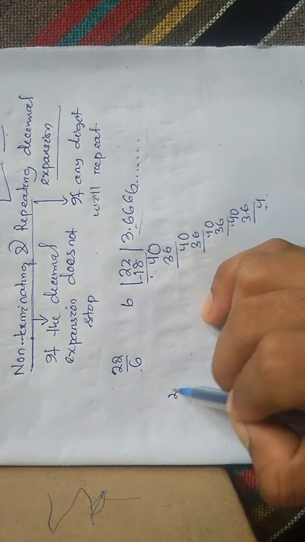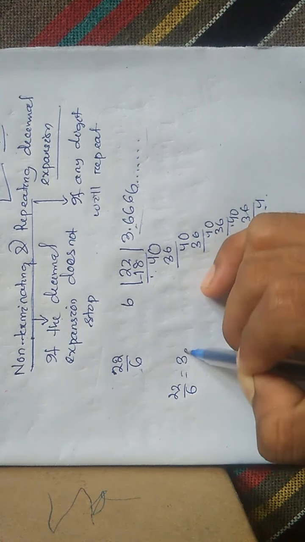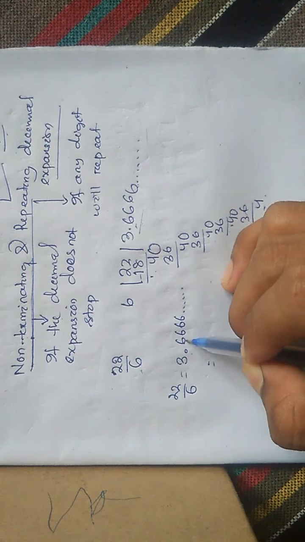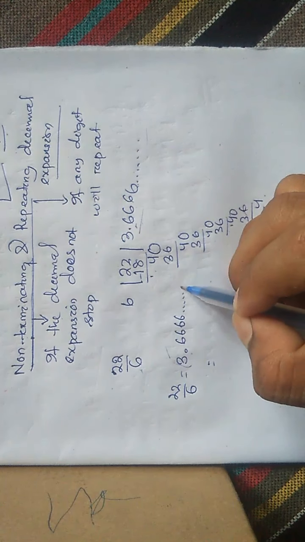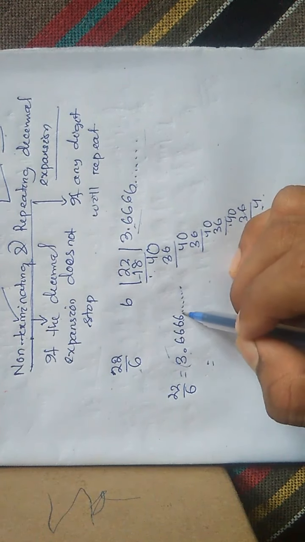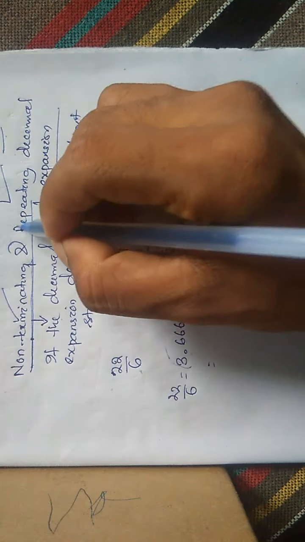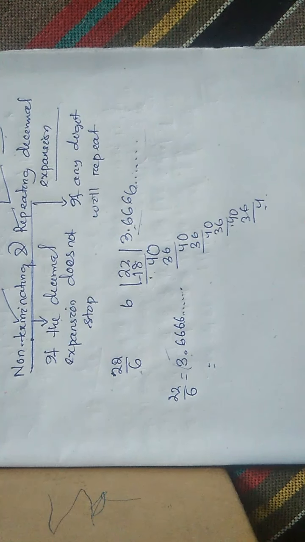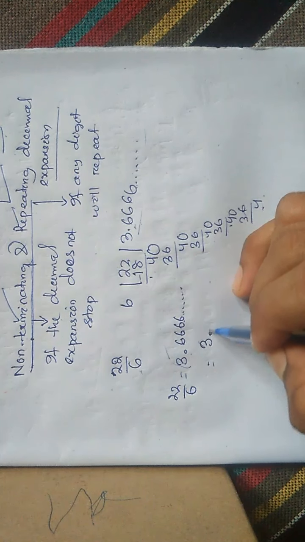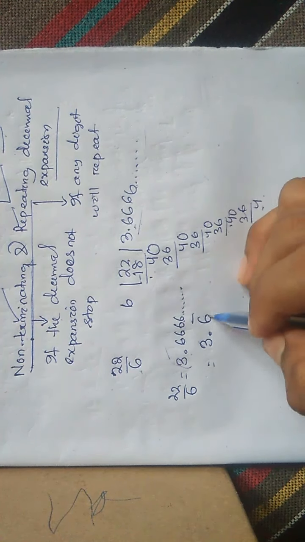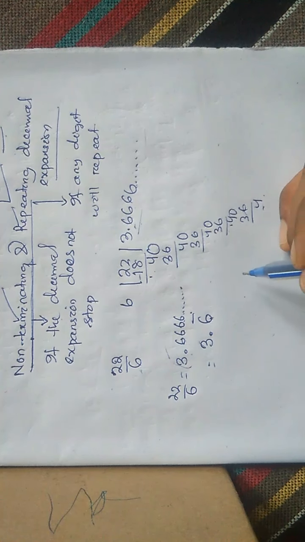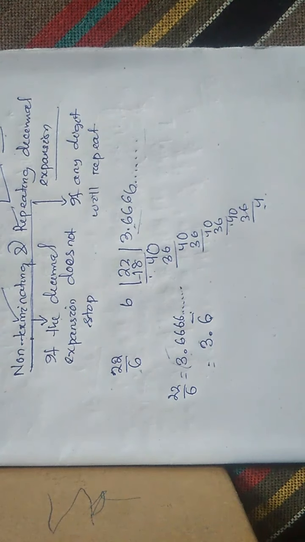So we can write 22 by 6 is equal to 3.6666... That means here you can see the decimal expansion does not stop. That is why it is known as non-terminating. And the digit 6 is repeating again. So it is known as a repeating decimal expansion. And this type of non-terminating repeating decimal expansion can also be written as 3.6 bar. 6 bar means this number repeats again and again. Okay. So this is the second type of decimal expansion.